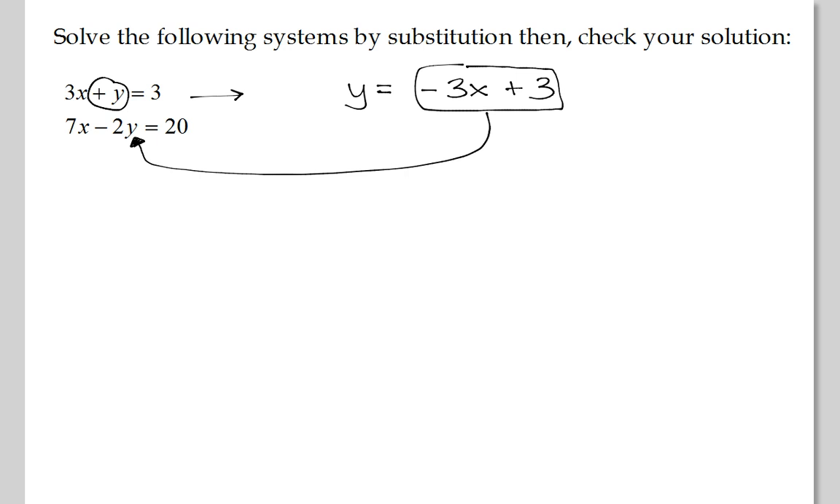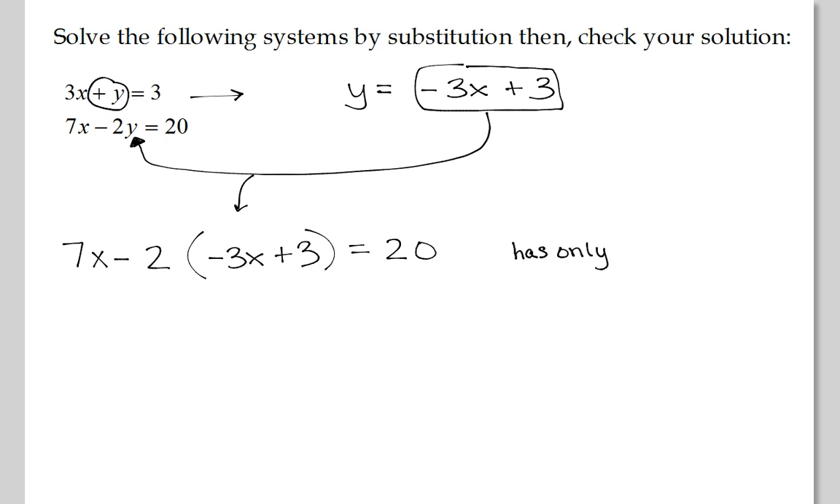So then when you go to do a bunch of work on the second equation, you start writing it down. You go 7x minus 2y, but y is coming from this expression up here. So instead of writing y, put a bracket and put in this expression minus 3x plus 3. And this is supposed to equal 20. And then you notice that this equation has only x. And that's what you need. You need only one variable, one equation.